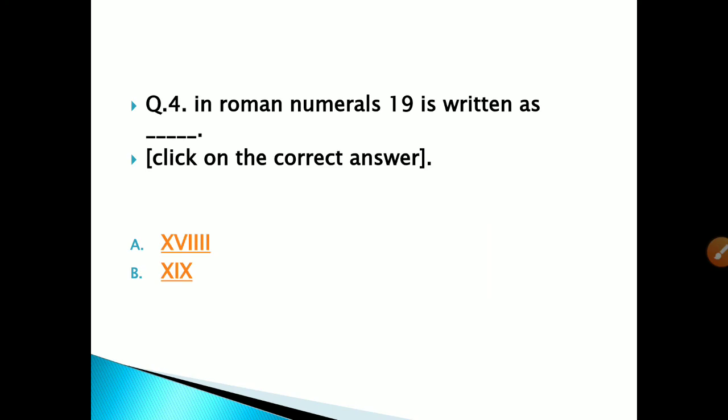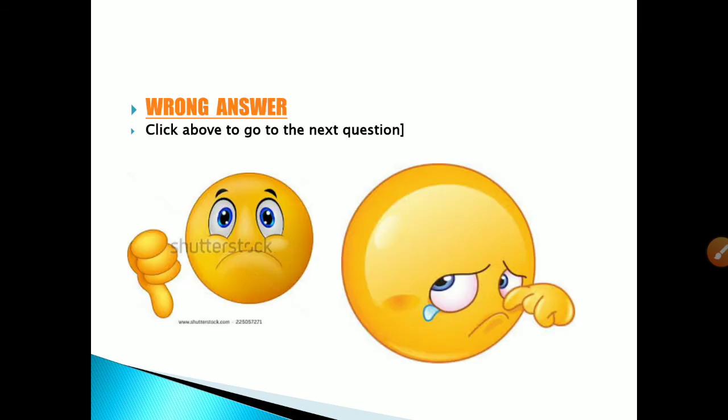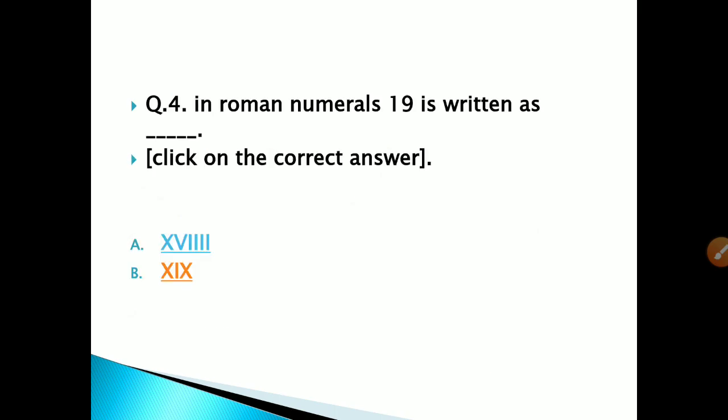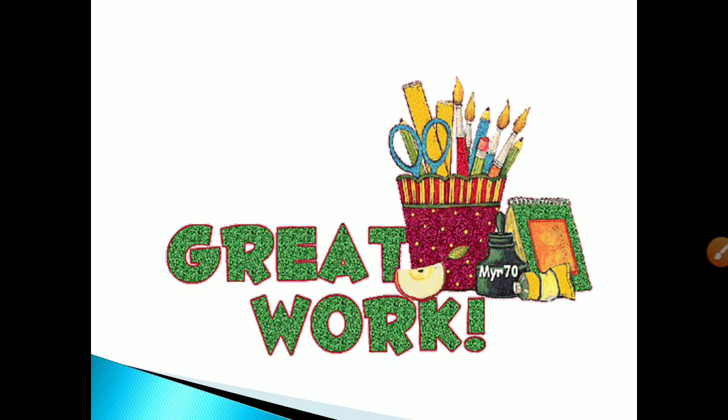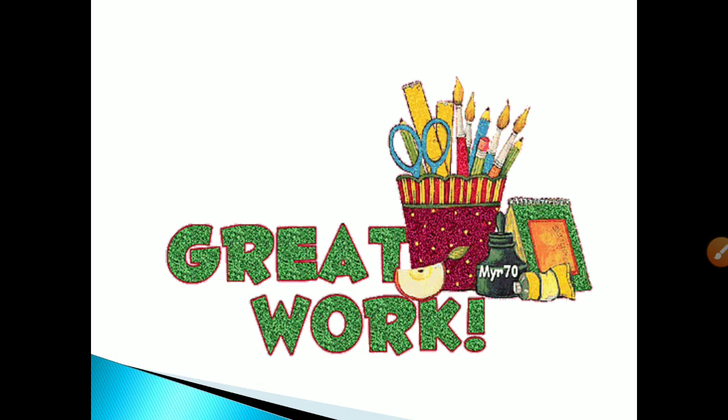Next question. In Roman numerals, 19 is written as dash. Option A, XVI, or option B, XIX. Option A is the correct answer. No, it's wrong answer. Option B is the correct answer. Very good. Great work.